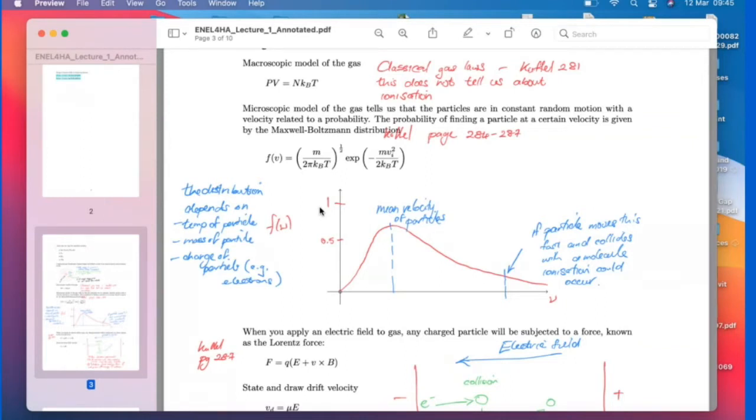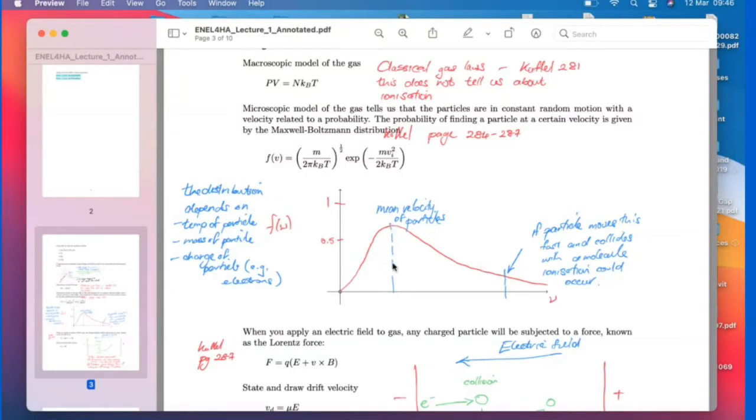Right, so the microscopic model, it's basically saying lots of little gas particles are in constant random motion and their velocity is related to a probability. So the probability of finding a particle at a certain velocity is given by the Maxwell-Boltzmann distribution. So that's this equation here. And graphically, if we draw it against velocity, it'll have some sort of curve like that. Right, it'll have a mean velocity somewhere.